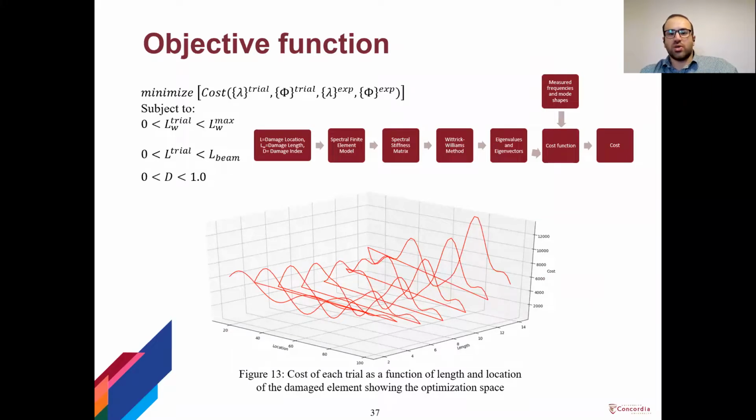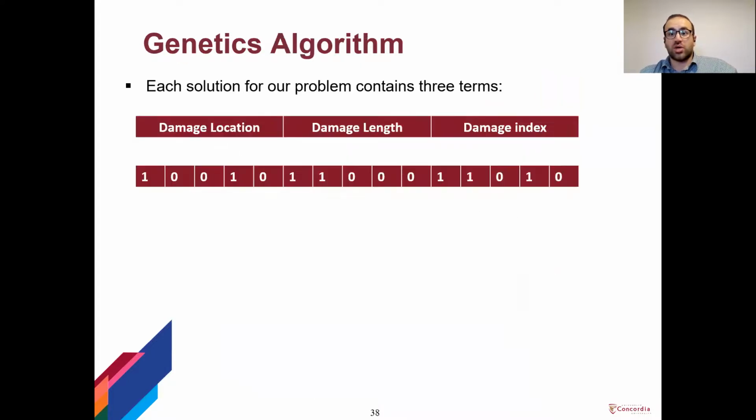So the closest model to the real structure is the one that minimizes the cost function. So this turns our problem into a minimization problem. The objective function is to minimize the cost function in the previous slide. It is subject to certain constraints, like the length of the damage can't be larger than the length of the beam, or damage index can't be less than 0 or larger than 1. So figure 13 shows the value of the cost function for all possible trial structures for a certain damage case. And the purpose is to find the minimum of this cost function to find the closest model.